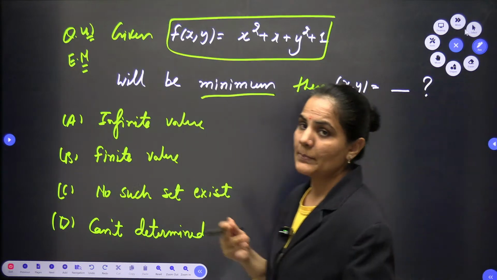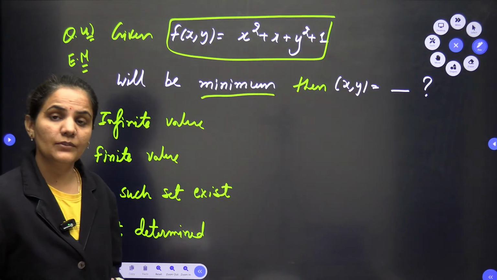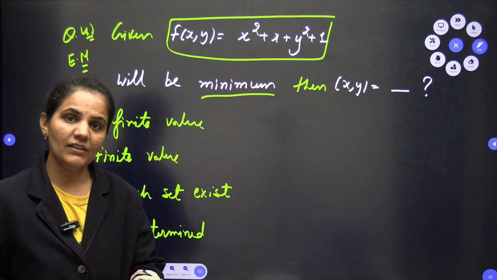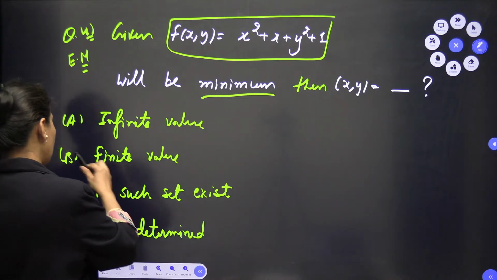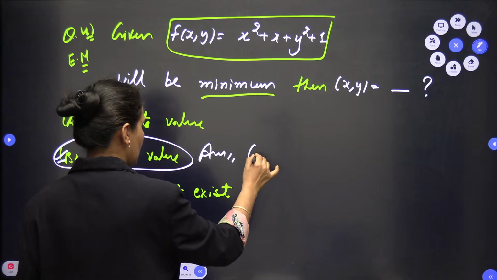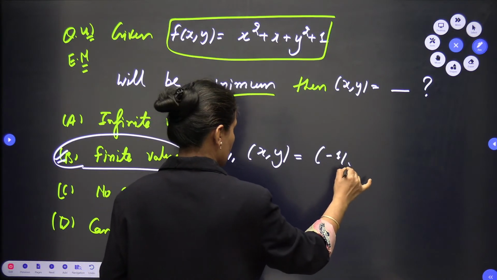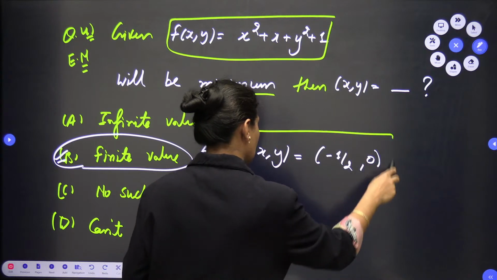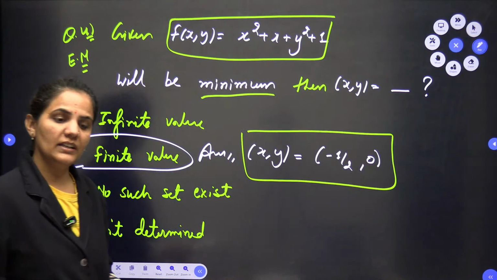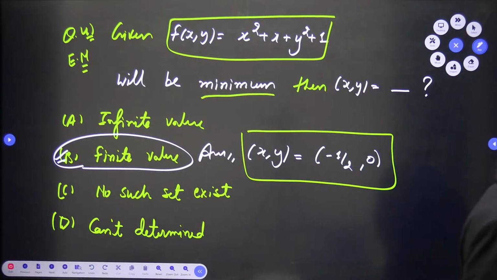If they are asking for the point, then the result is (minus 1 by 2, 0). If they are asking whether for (x,y) we have a finite value or not, then yes, we have a finite value, which is option B. Whatever the question is, every student can solve it very easily if you attended all the lectures with me. We have already discussed these in our classroom many times.